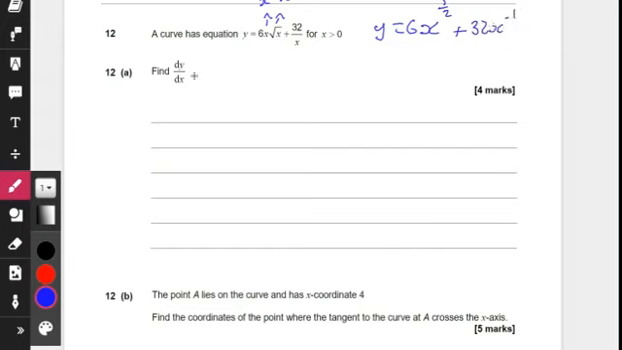minus 1. So therefore, dy/dx conveniently is going to be 3 over 2 times 6, which is 9x to the power of a half, minus 32x to the minus 2. Done. dy/dx, 4 marks.